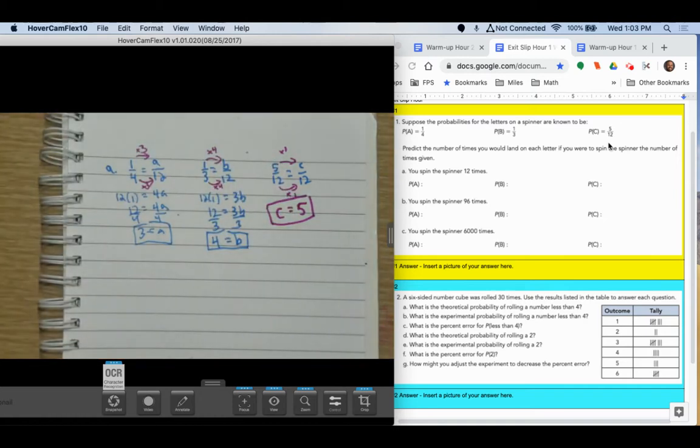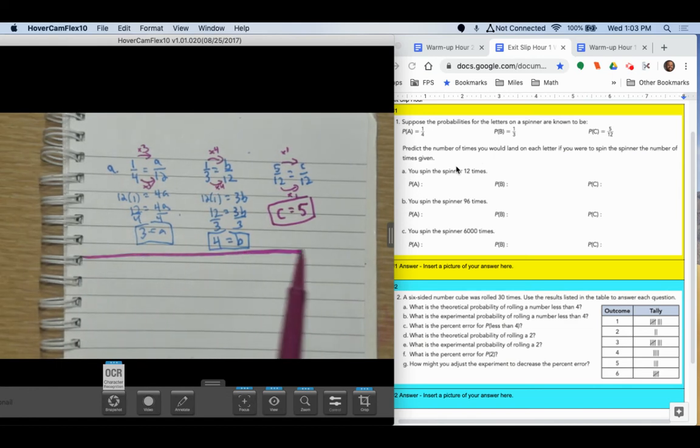Let's see if that makes sense. I'm spinning it 12 times, so 5 and 4 and 3 is going to add up to 12, and that would make sense since these are all of my options right here, A, B, or C on the spinner, okay? And so that's what I would have for part A.